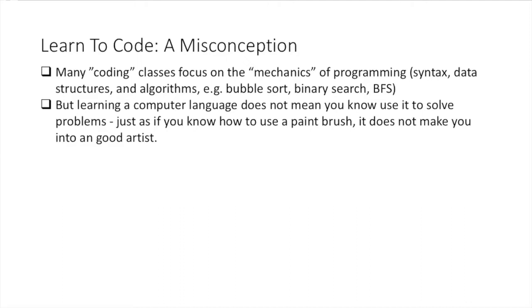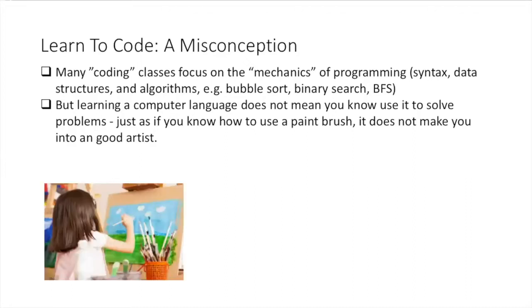But learning a computer language does not mean that you know how to use it to solve problems. And I hope this is intuitive to you, right? Let me give you an example. Many people, including little kids, learn how to use a brush and how to use color, but that doesn't mean that you can be a good painter, right? To be a good painter, you need to learn a lot more, but also a lot depends on your creativity. How do you compose the picture and so on. So learning how to paint, you learn to use a tool, which is important, but then there's a lot more to it.